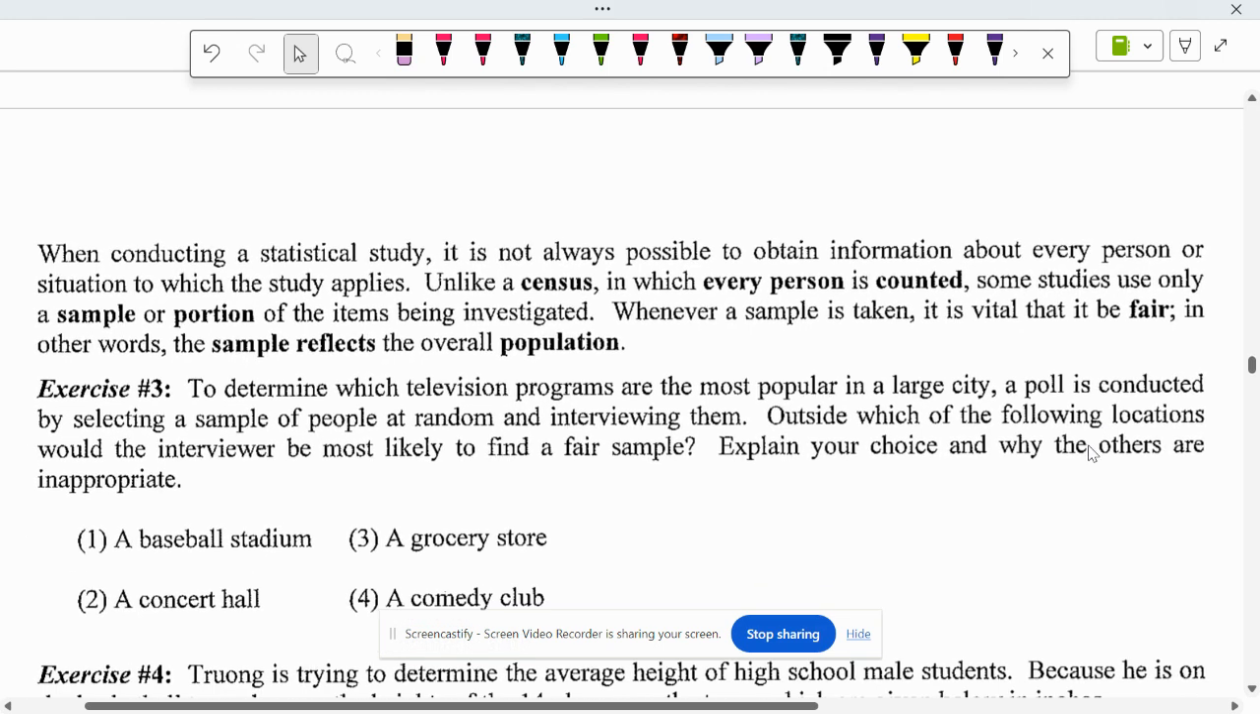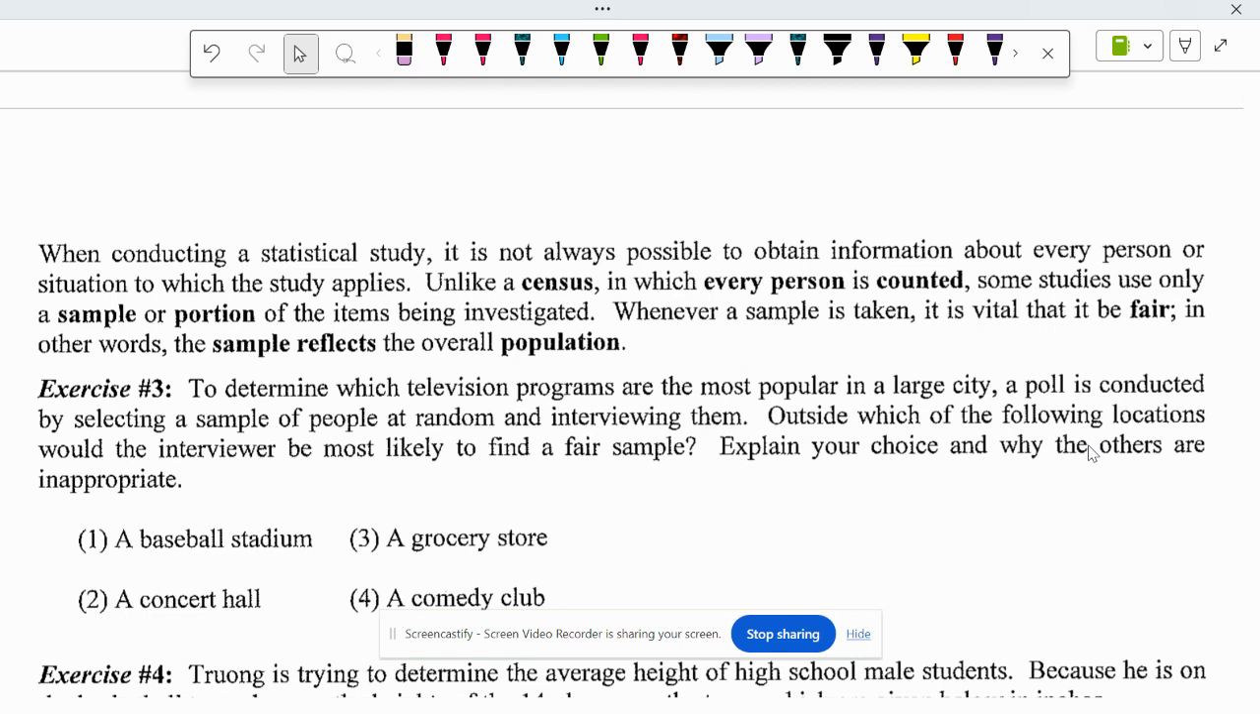Okay. So when conducting a statistical study, it's not always possible to obtain information about every person in the situation that the study applies. So unlike a census, in which everyone is counted, sometimes you have to use a sample, or a portion of the people being investigated, right? So whenever a sample is taken, it's vital that your sample is a fair sample, meaning it does a good job representing all of the people in the population.